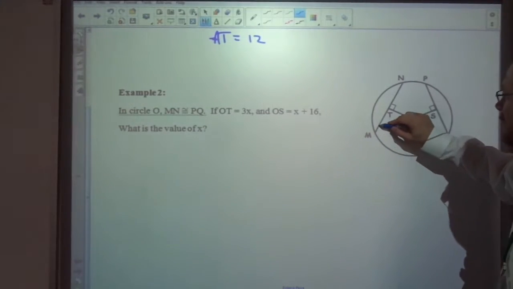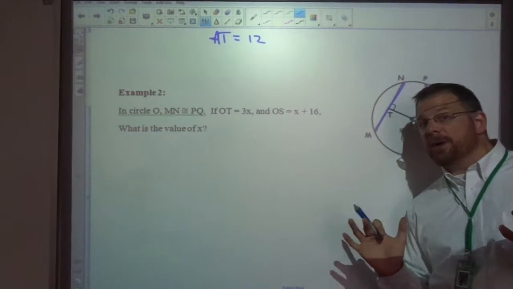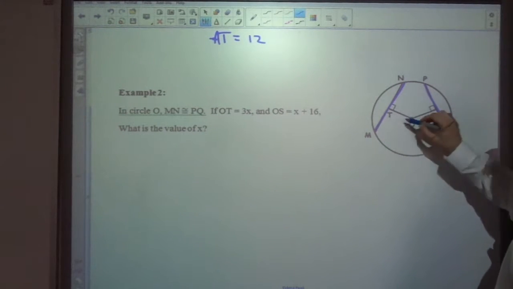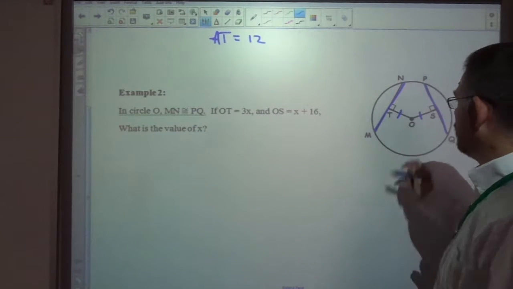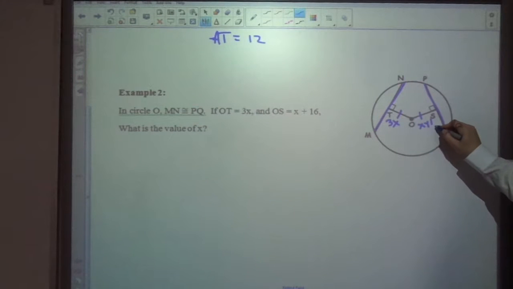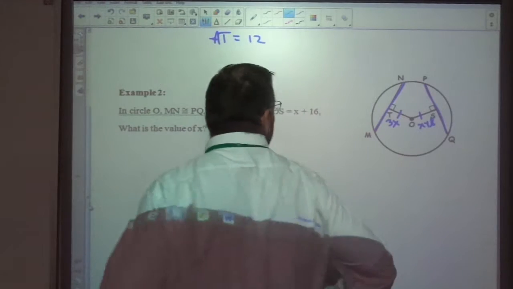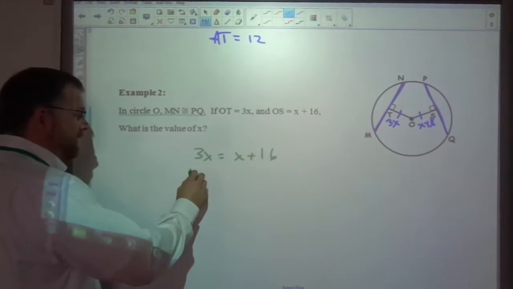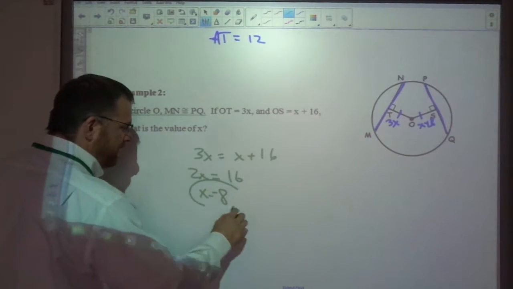So this is congruent to this. Aha! So then all three of those things about chords must be true. They must be the same distance away from the center. So this is better equal this. If OT is 3x and OS is x plus 16, what's the value of x? So that means we got to set this up that this 3x will equal the x plus 16. And subtract, divide, x must be 8.